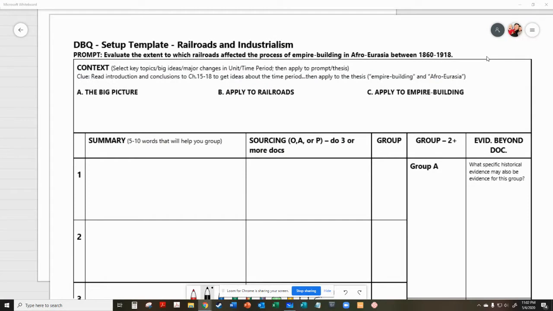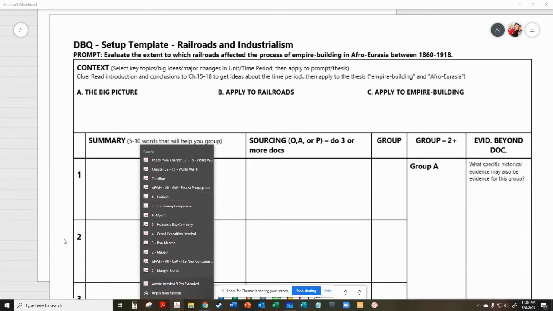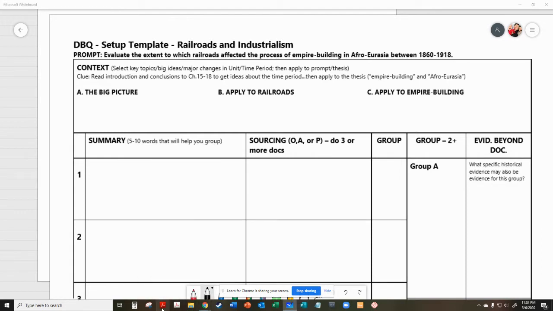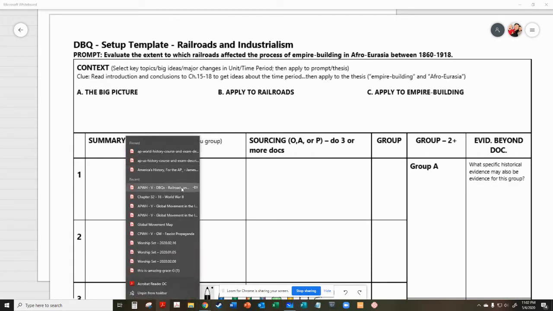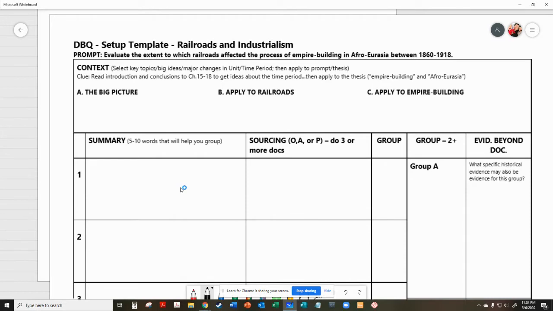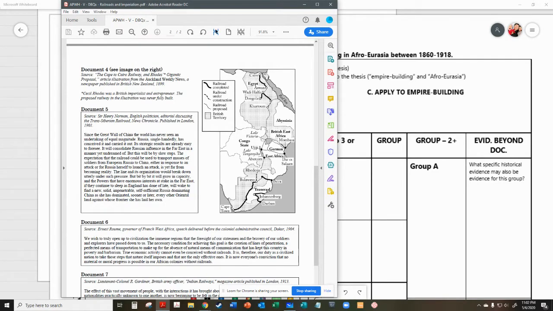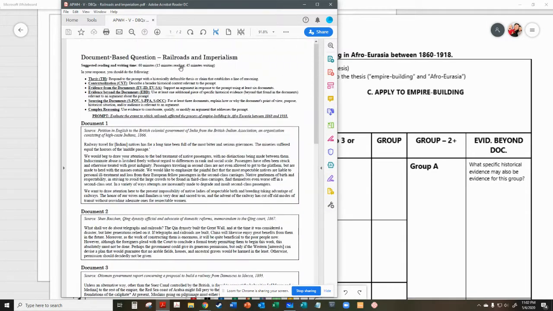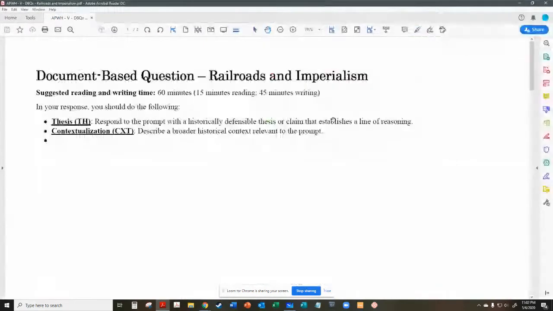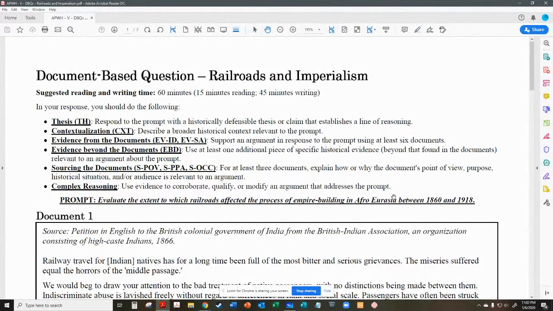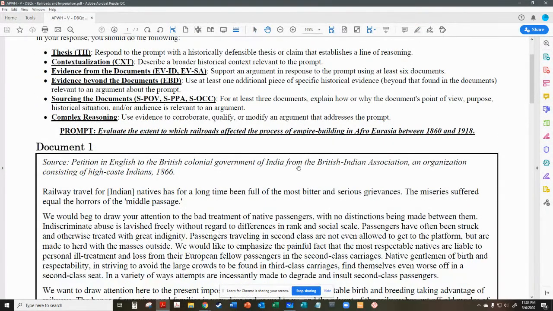All right, first of all, you should have opened up a DBQ document template that should look something like this. I'll provide one for you guys each time we actually do this. And then from there, we will take a look at a sample, not necessarily from the document set, just to give you an idea. Instead of giving you freebies, I want you to be able to evaluate a document separate from what you're getting here. What you have is a DBQ that should look something like this here on railroads and empire building.